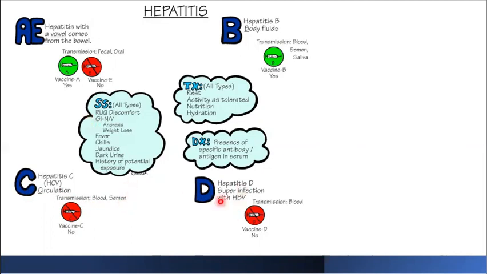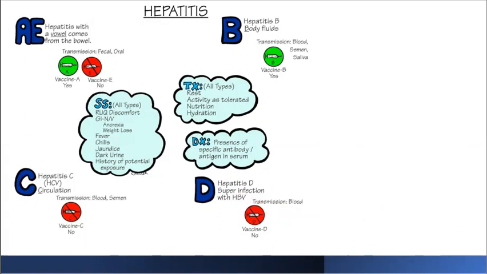With hepatitis D, D reminds me, if I spell blood, I have D at the end. So that tells me blood. I remember blood from the D if I spell blood. So again, D is for blood. Blood ends with D. So that tells me the transmission is through blood.